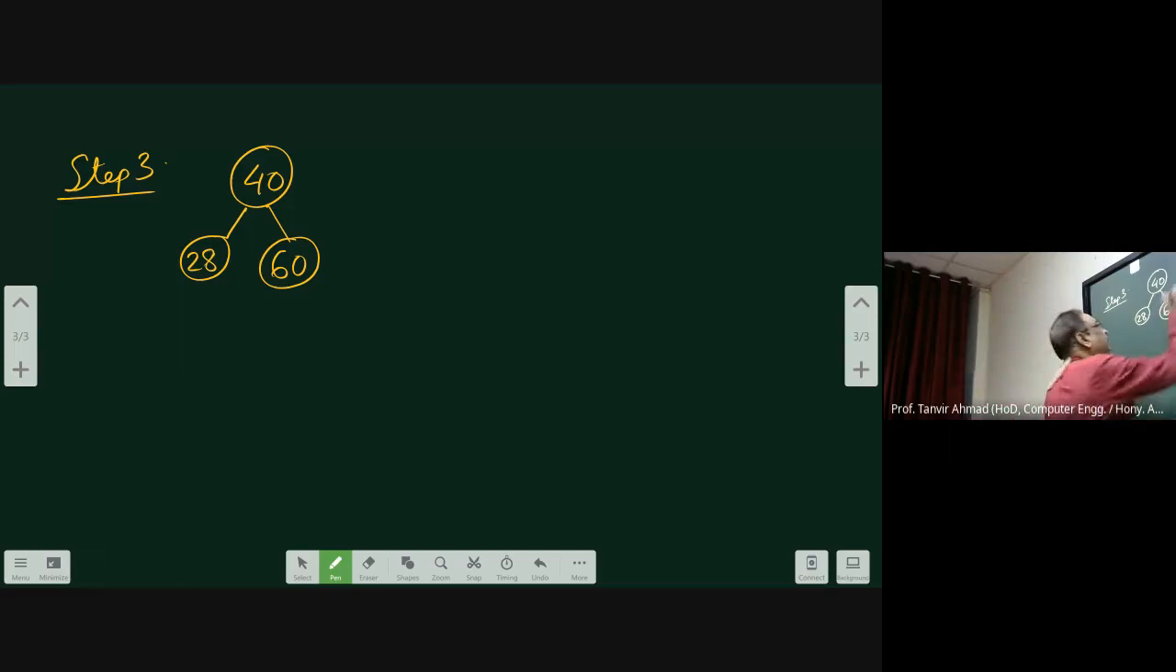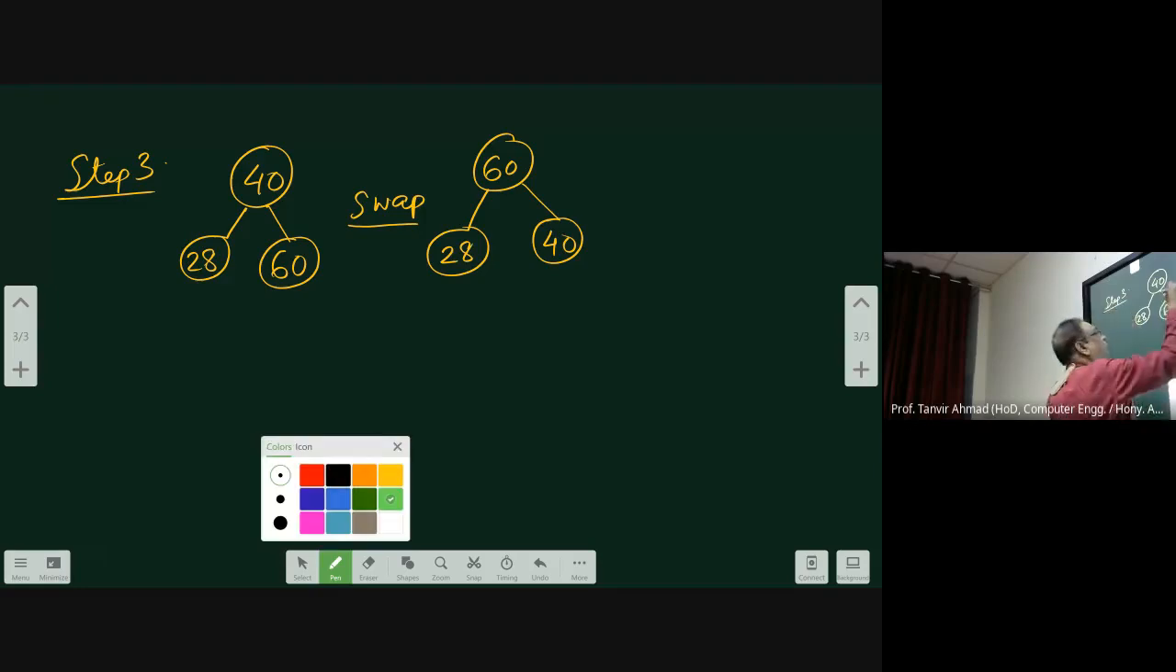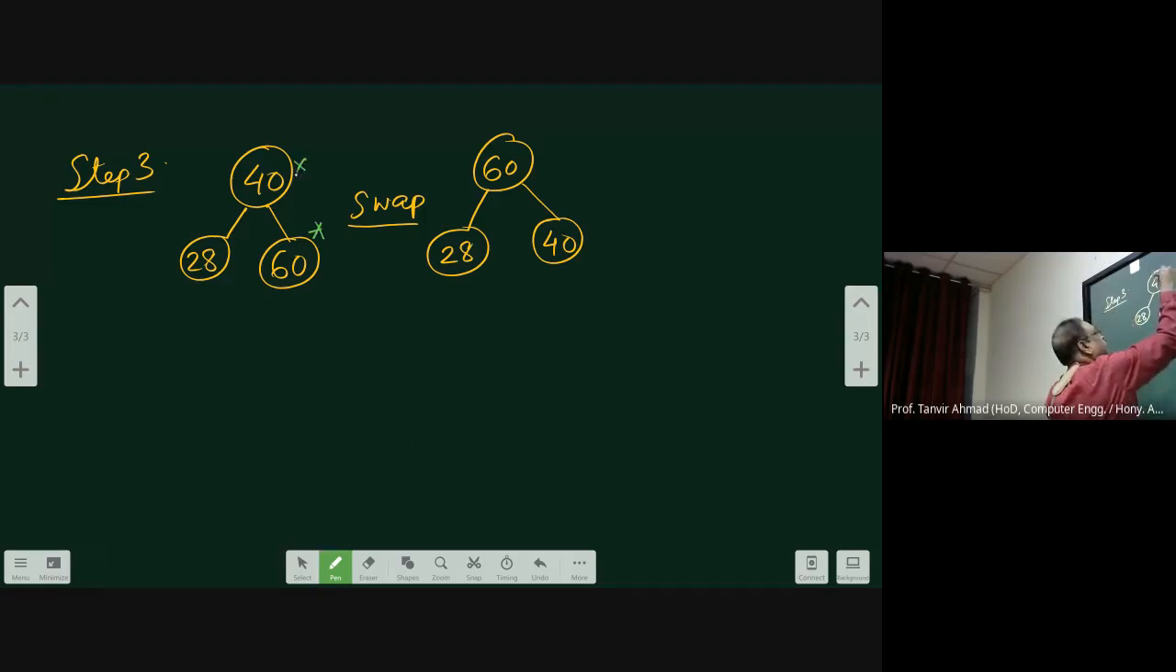Now, in that case, you have to swap. To swap these numbers. And when you are going to swap this number, you are going to get this tree. Now this is perfect. This is a complete binary tree as well as a heap tree.